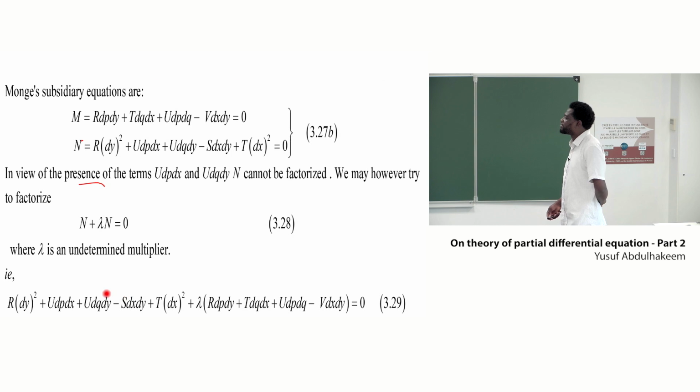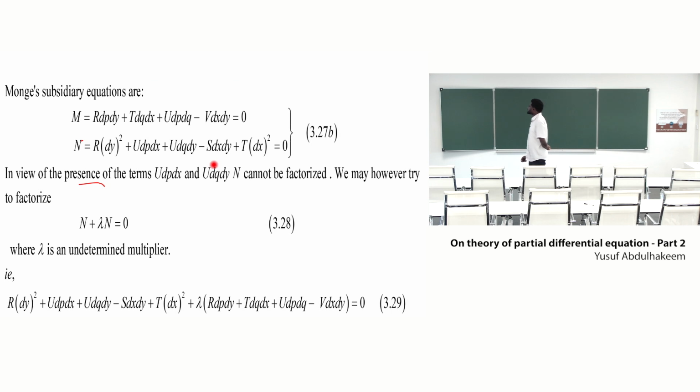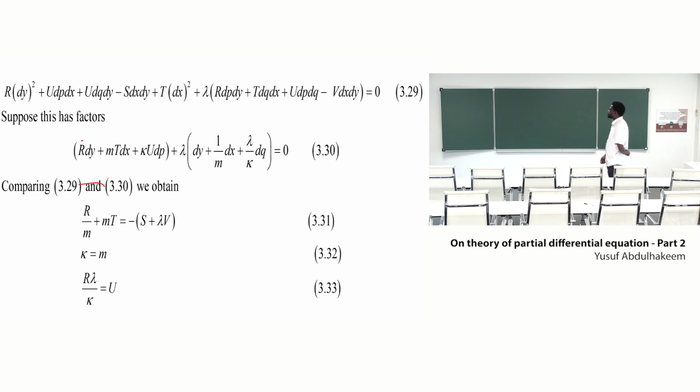So we may, however, try to factorize n plus alpha n to be equal to 0, where alpha is an undetermined multiplier. So in a case where this n is not factorizable, that is where we cannot factorize this particular one here, then we have to introduce this concept. And this is what we have here. You can see, then we multiply it by this so that we now have what we have here. So then we have this equation.